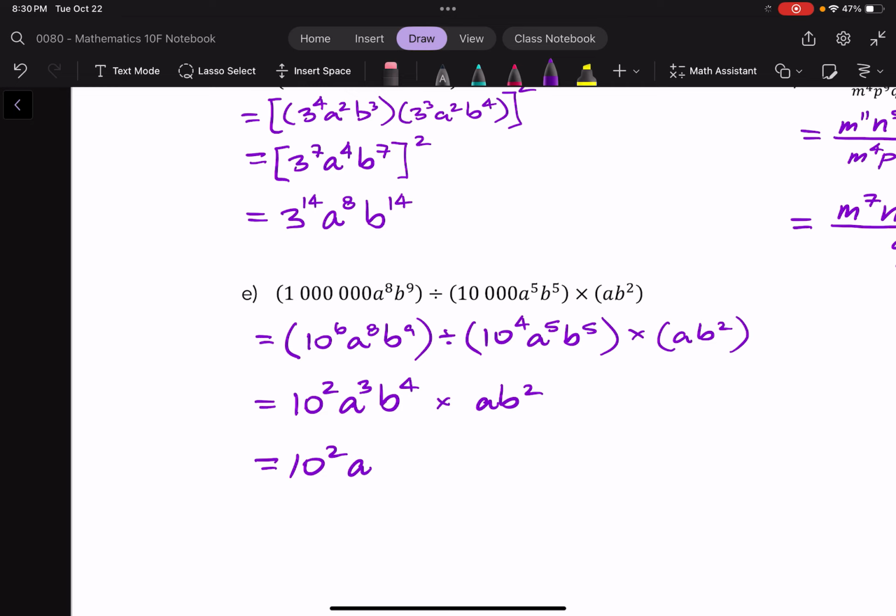And, oh, I don't see an exponent on that a. Is that a 0? No, it's not. Remember, the invisible exponent is a 1. So a cubed times a to the 1 is a to the 4. And then b to the 4 times b to the power of 2 is b to the power of 6. So we just added a bunch of exponents.